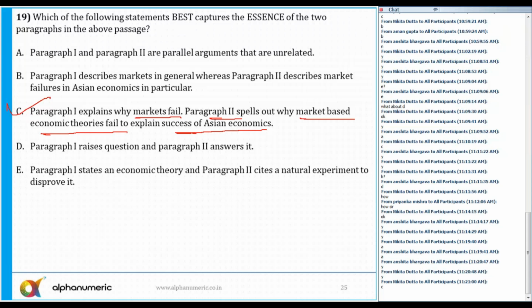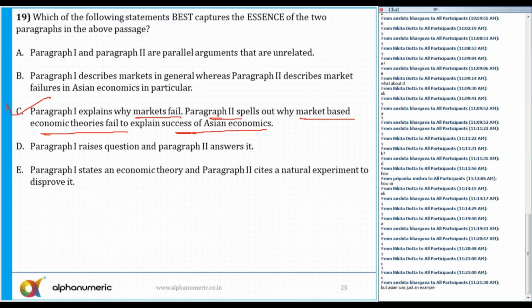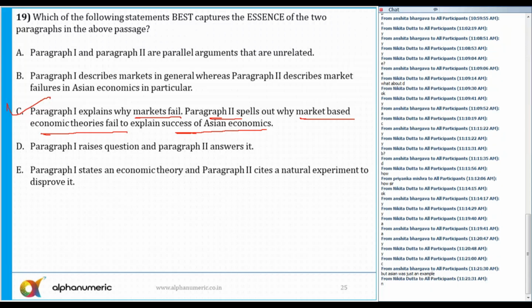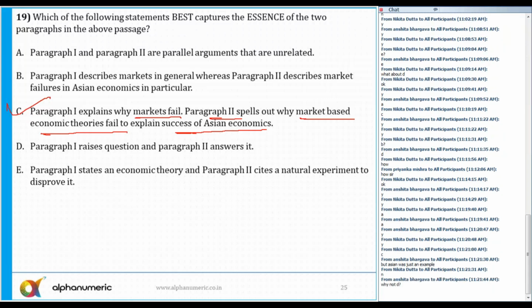Anybody has any doubt till now? But Asian was just an example. Yes, yes, Anshita. So he's giving you an example in the second paragraph. That is what he's saying. In paragraph 2, he spells out why market-based economic theories fail to explain success of Asian economies. Paragraph 1 raises a question and paragraph 2 answers it.